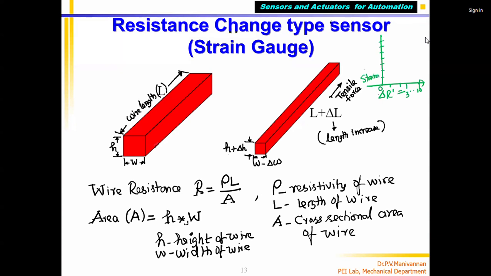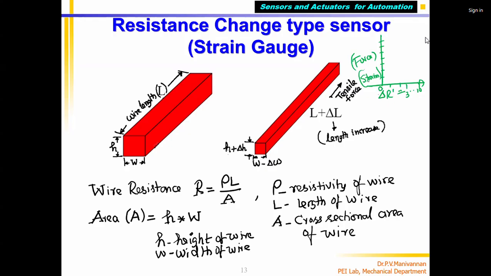Correct? Strain is measured in terms of the length change. Okay, how much displacement happened. Correct? The strain is proportional to force. Please note that strain only we are measuring, that means change in length divided by change in area. Correct? But that is directly proportional to force.